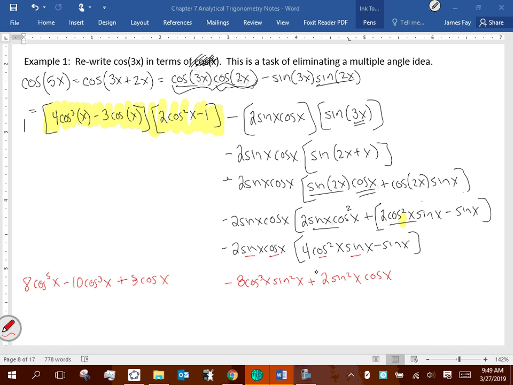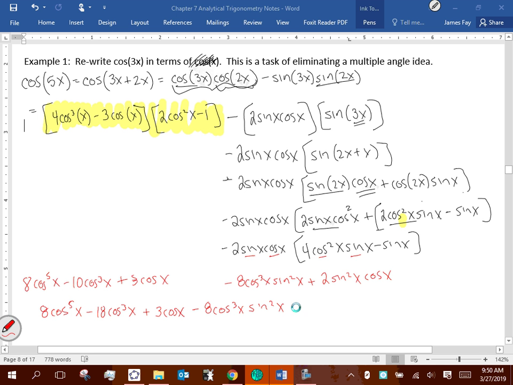And then minus this stuff, right? Okay, so I've got 8 cosine of the 5th x, negative 18 cosine cubed x, so the positive 3 cosine x. Is that going to match up? Does it match up to anything? And now I have minus 8 cosine cubed x sine squared x plus 2 sine squared x cosine x. All right. Let's go a little bit further.